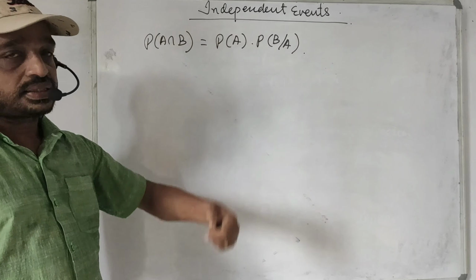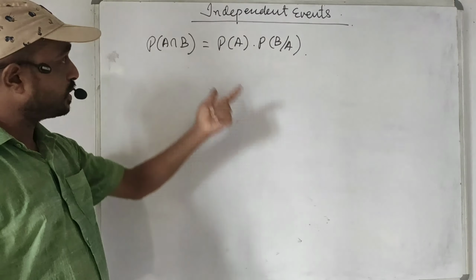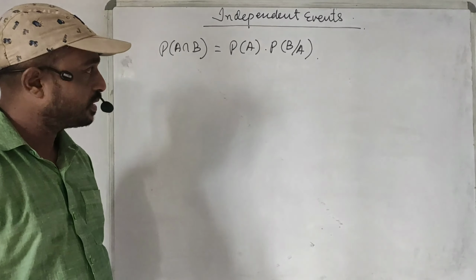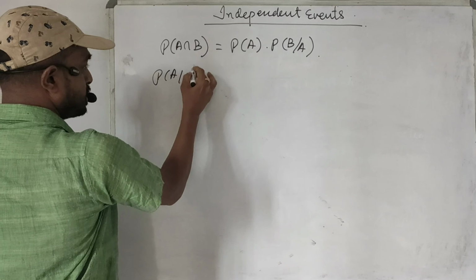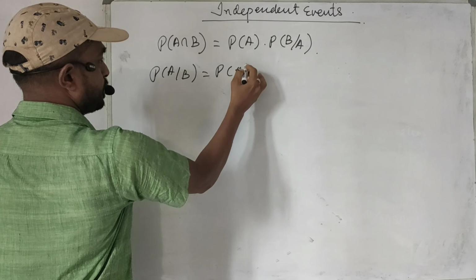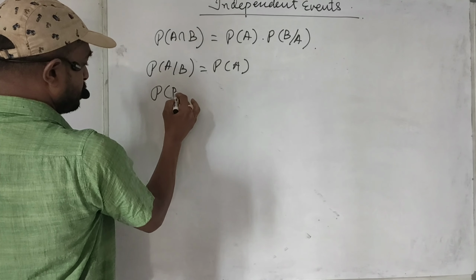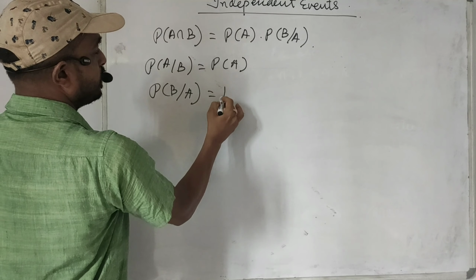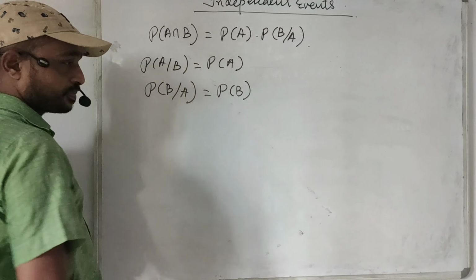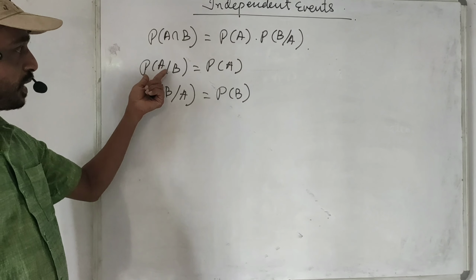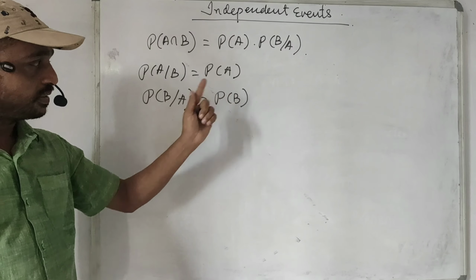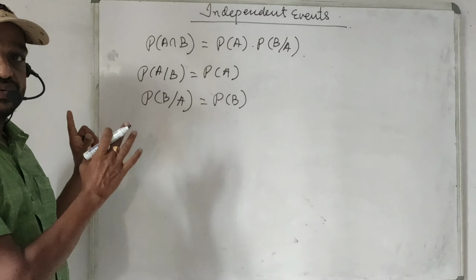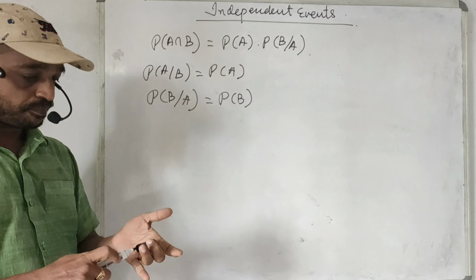So today let us discuss conditional probability and independent events. Now let us assume that P(A | B) = P(A) and P(B | A) = P(B). Then what actually is meant by this?